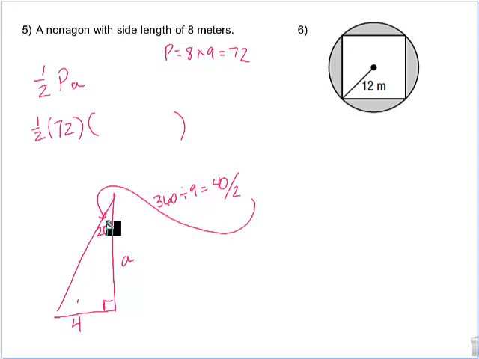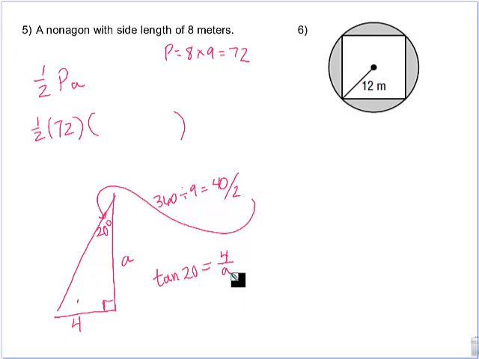So no diagram, but that's perfectly fine. We can still get it. Now how would I set this up to get the apothem? Tangent 20 equals 4 over a. So how would you solve for a? 4 divided by tangent of 20, and what do we get?